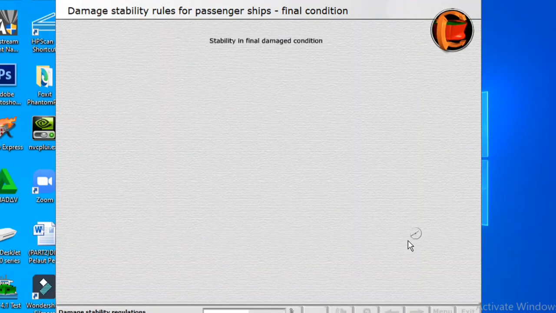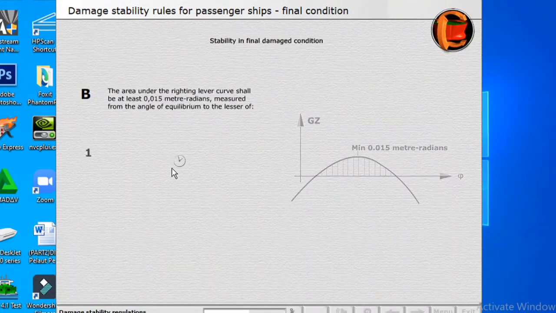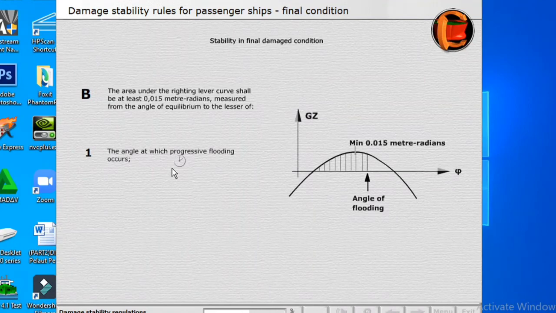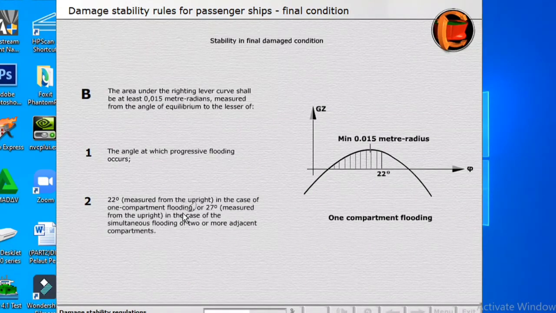Stability in final damaged condition. B. The area under the righting lever curve shall be at least 0.015 meter radians, measured from the angle of equilibrium to the lesser of: 1. The angle at which progressive flooding occurs. 2. 22 degrees, measured from the upright in the case of one compartment flooding, or 27 degrees, measured from the upright in simultaneous flooding of two or more adjacent compartments.